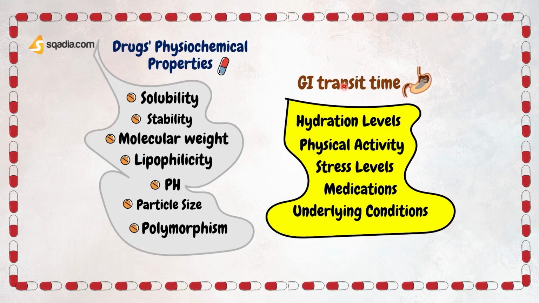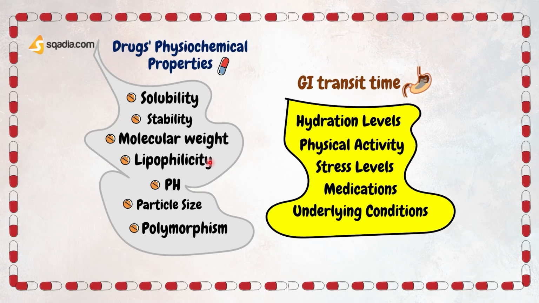The GI transit time can be influenced by various factors such as hydration levels, physical activity, stress levels, medications, and underlying conditions. Hydration levels, meaning how hydrated the person is. Physical activity, whether he's doing any physical activity or just lying on the couch. Stress levels, how much stress he has, like if he's in depression or in a survival mode. Medications, like if he has recently taken atropine, and atropine significantly reduces the GI motility, and when the GI motility is decreased, GI transit time is increased. Underlying conditions, if he has any conditions that affect the gastrointestinal tract, then the GI transit time is significantly affected.